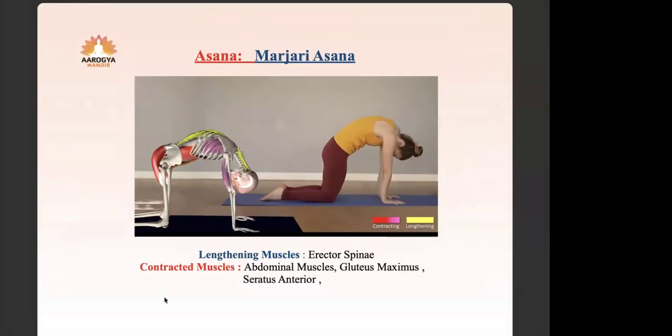And after that, you can start with all the joint loosening practices. So if your back is stiff, or you have members or patients coming to you with a lot of back pain or stiffness, you can start with two things. One is the frog pose, and the second one is this posture, Marjari Asana.